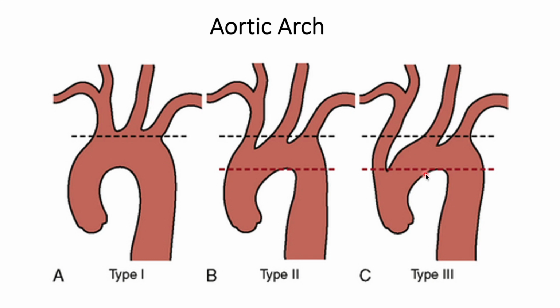aortic arch, which is more difficult to engage if you come from the femoral approach. But then you've got some dedicated catheters to engage this, or you can come from the arm approach for going into the carotid. It becomes much easier. So this is the information that you really need to know on the CT angiogram in advance before you move on to the cath lab for stroke intervention.